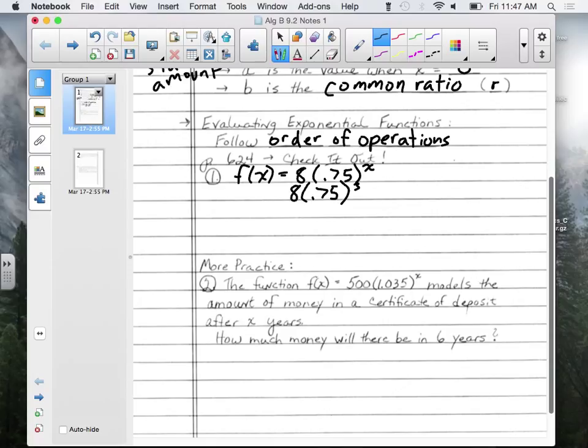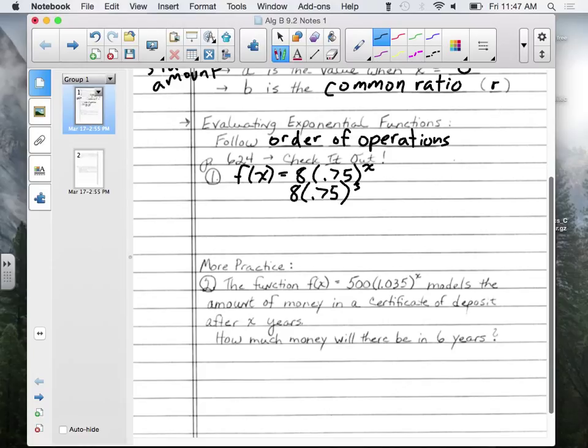All right, and someone, what is 0.75 taken to the 3rd power? We have to look at this question. If we're gonna follow order of operations, what gets done first? Do we multiply 8 times 0.75 first and then cube it? Or do we take 0.75 and cube it, and then multiply by 8? Yeah, we gotta do the power first, don't we?